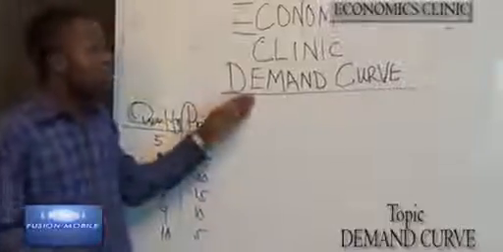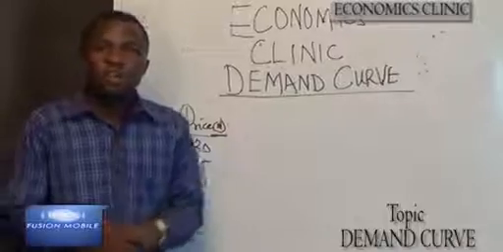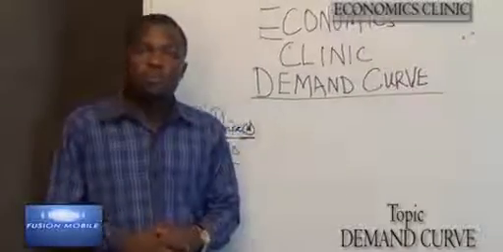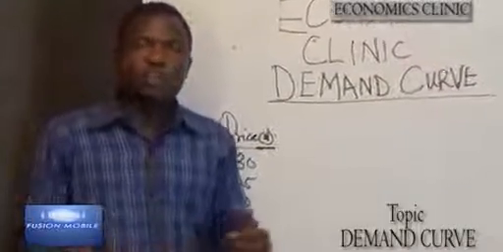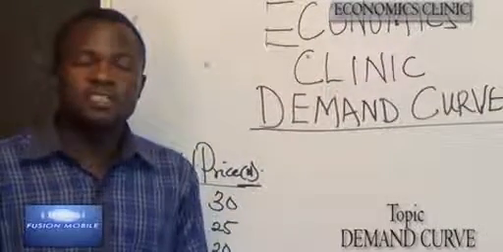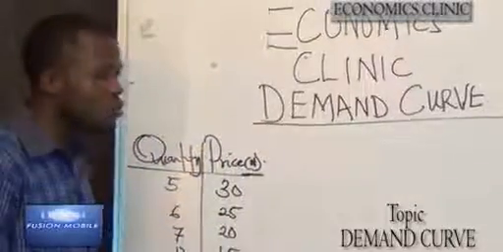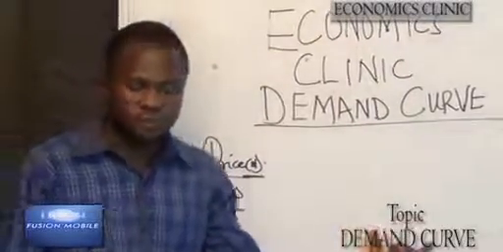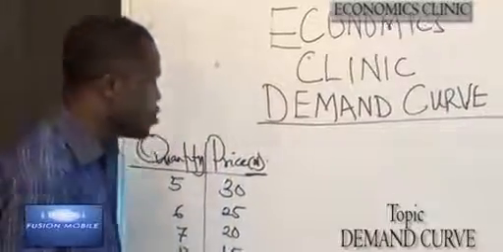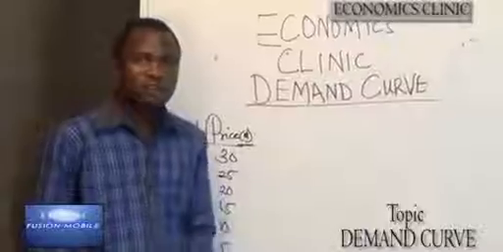The next is demand curve. Demand curve is a locus of points between the price and the quantity demanded. In fact, it is the graphical representation of demand schedule on a graph. Using the same table, we can present our demand curve.